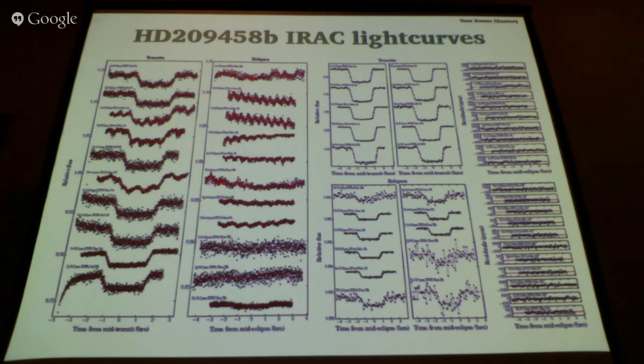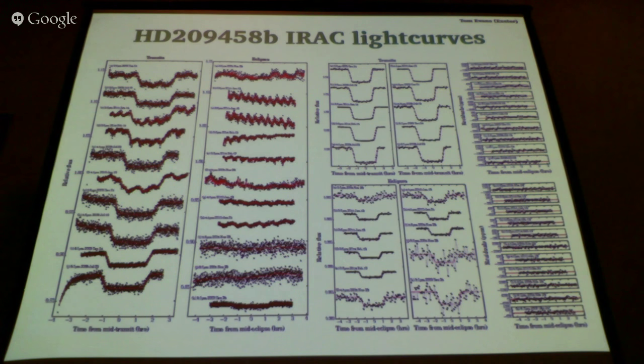Okay, so we fit a bunch of transit and eclipse light curves that have been measured for HD209458b. Over here are the raw light curves with all the systematics and everything. And over here are the light curves after removing the systematics contribution inferred by the GP model. So the GPs are doing a pretty good job of accounting for the systematics.